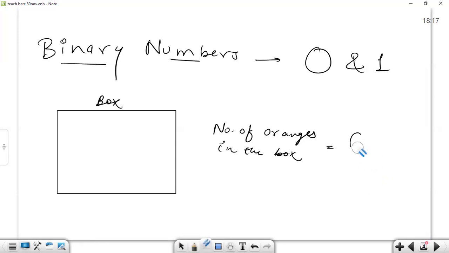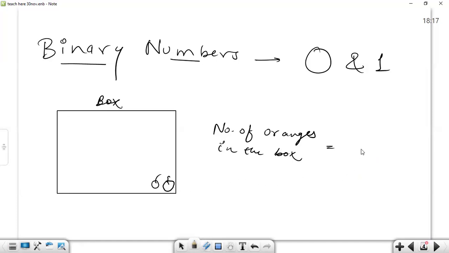There is an orange which is now in this box. Okay, so this is the orange we consider. Now how many oranges are in this box? Using these two digits, you have to tell me. How many oranges are there in the box? 1. Yes. But the problem starts when I insert another orange in the box.